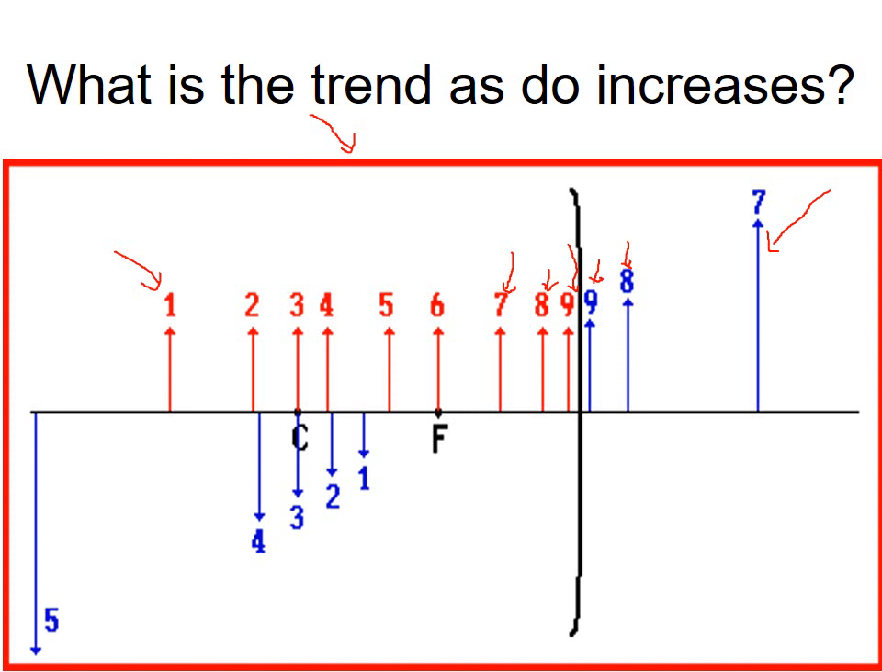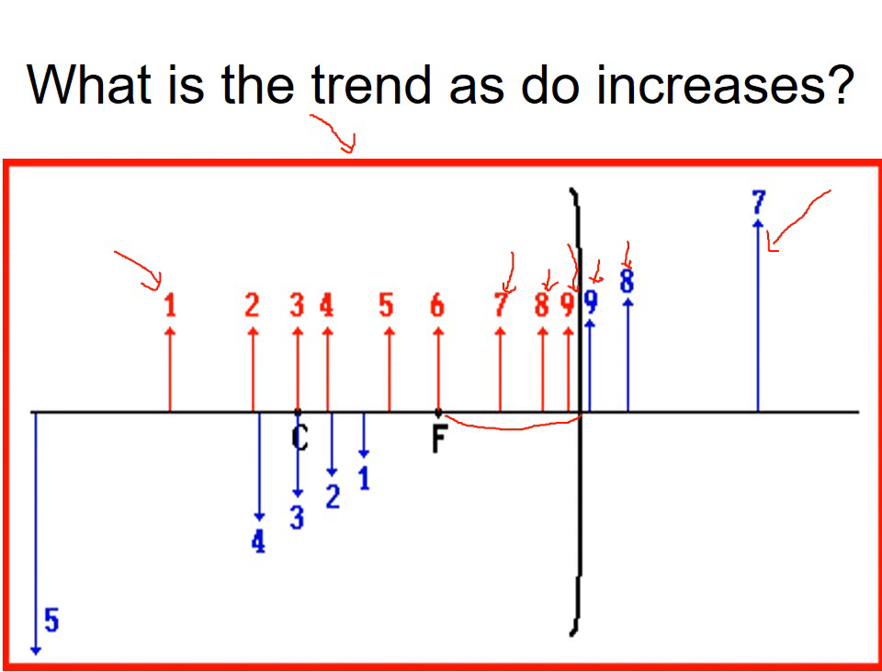Also think of the trend in terms of size. Look at the size of images 9, 8, and 7 as these move away from the mirror. So I recommend that when you observe the trends, you do it in segments. First, look at the trends as you're moving away from the mirror towards the focal point. At the focal point, object 6 doesn't seem to have a corresponding image. Think about why that is.